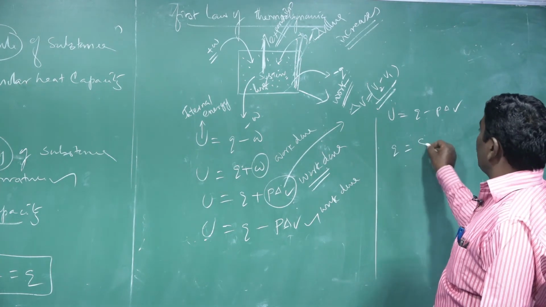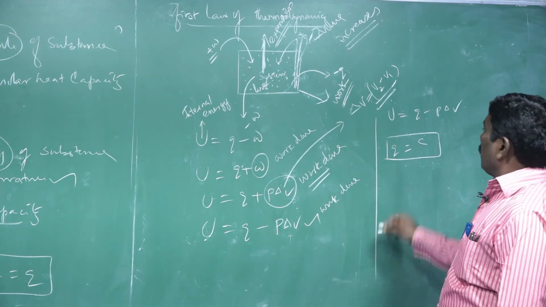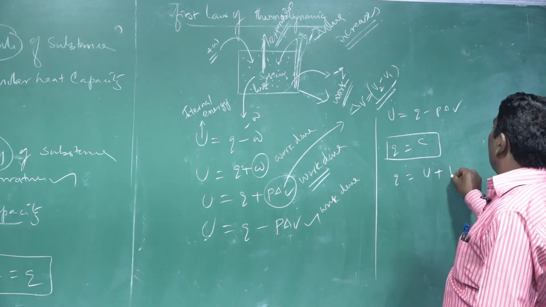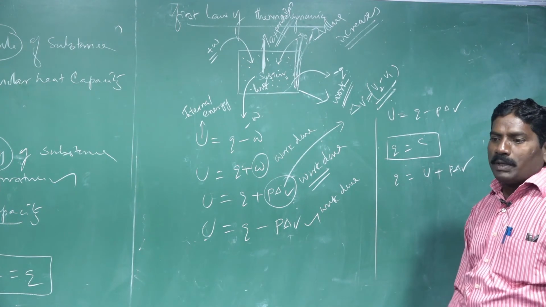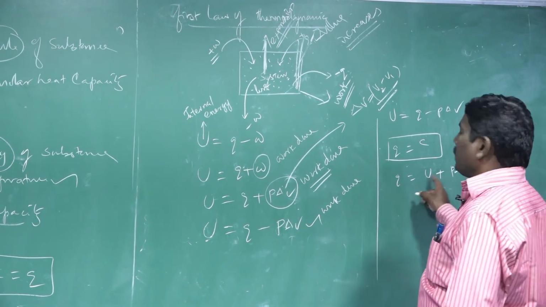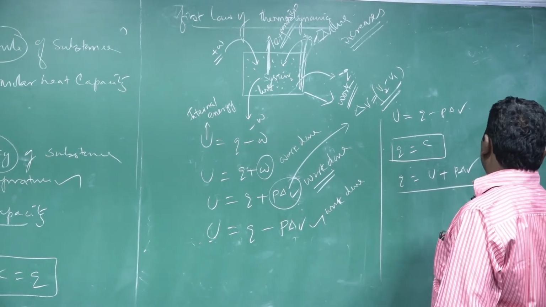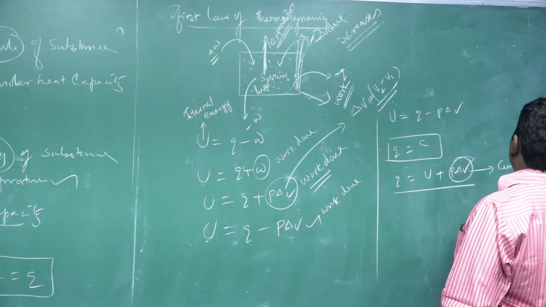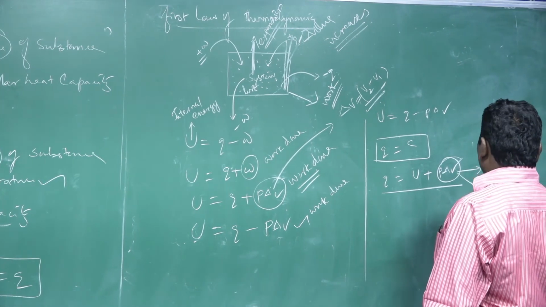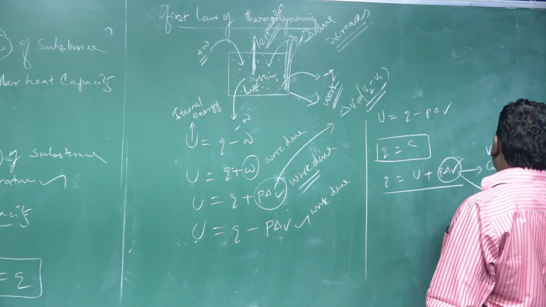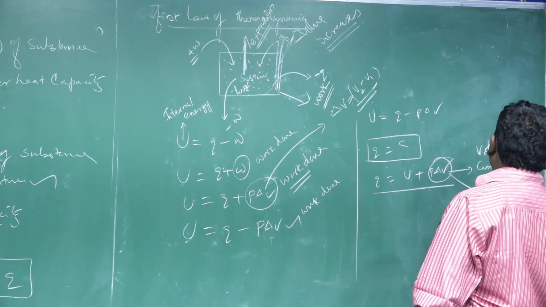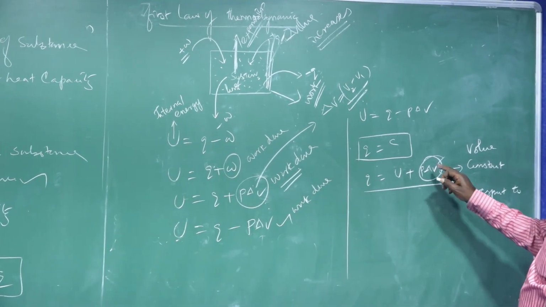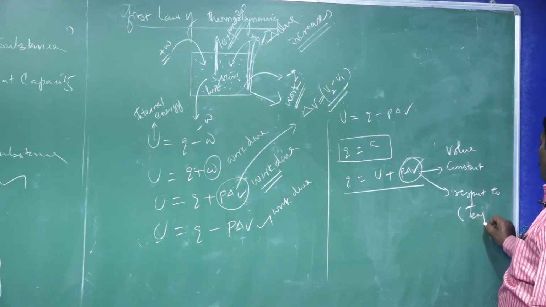Already we have derived that Q is equal to C. This is a point you should understand. Now you take Q is equal to U plus P delta V. Now you have to differentiate this equation with respect to temperature at constant volume. The volume is to be constant.